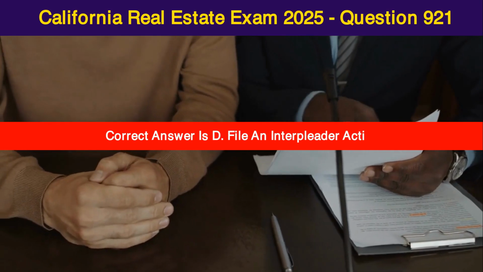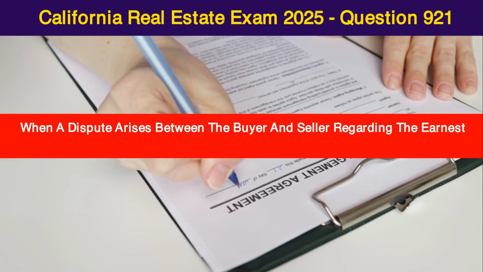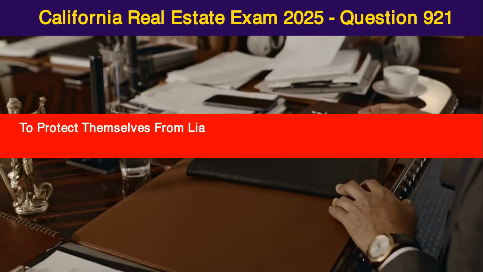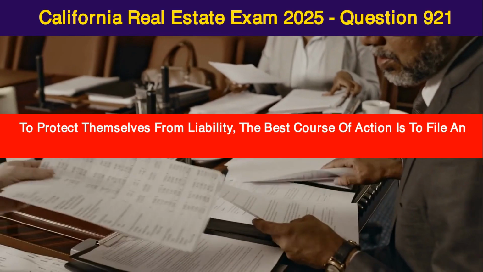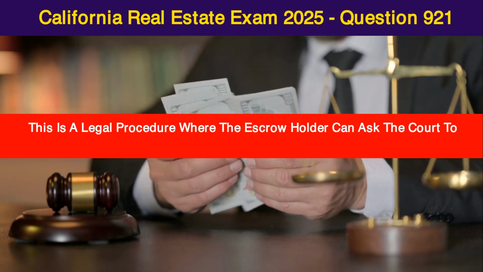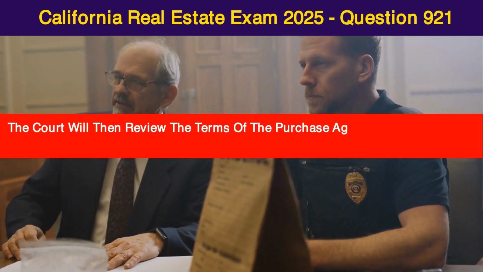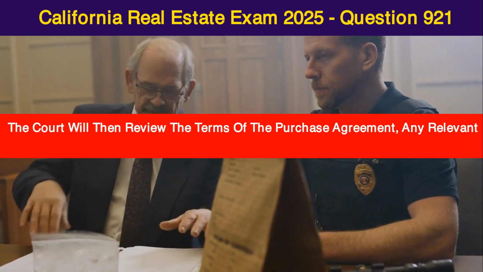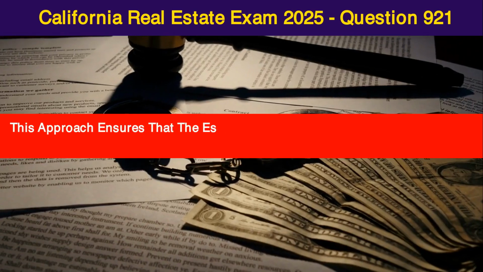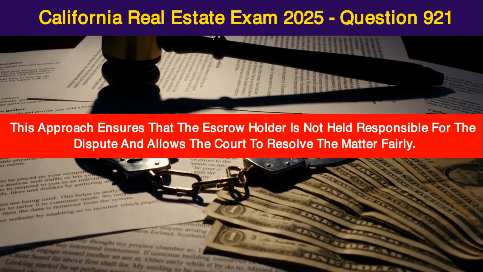Correct answer is D. File an interpleader action. When a dispute arises between the buyer and seller regarding the earnest money, the escrow holder is in a difficult position. To protect themselves from liability, the best course of action is to file an interpleader action. This is a legal procedure where the escrow holder can ask the court to determine who is entitled to the funds. The court will then review the terms of the purchase agreement, any relevant laws, and any evidence presented by both parties to make a decision. This approach ensures that the escrow holder is not held responsible for the dispute and allows the court to resolve the matter fairly.